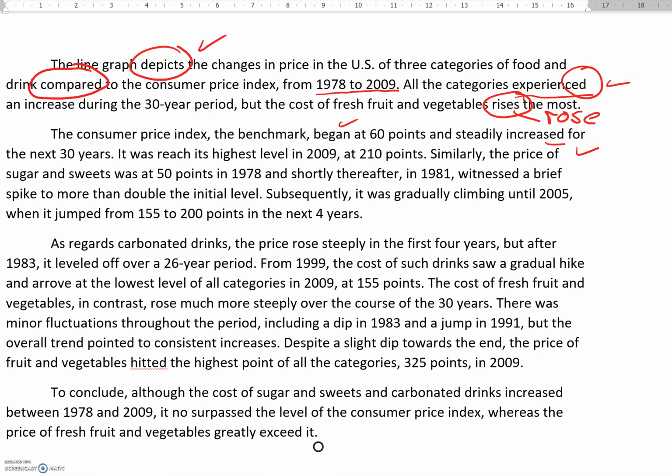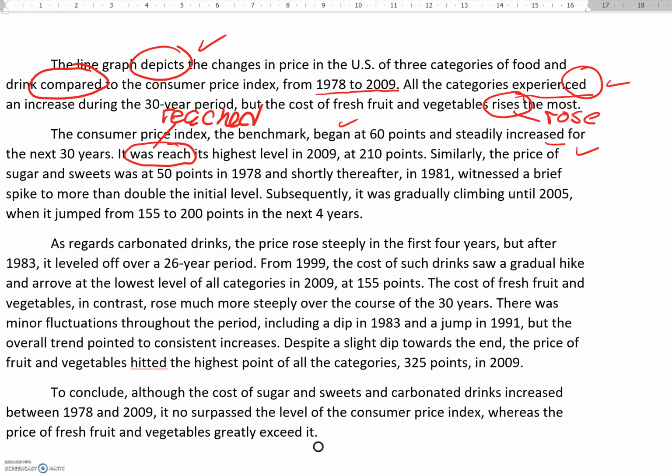It was reached its highest level. Well, this can be a mistake that we see in students' writing. They're using the verb to be, in this case in the past, with another verb. And we don't do this in English, okay? So let's just use the simple past with reached. Okay, it reached its highest level in 2009 at 210 points.